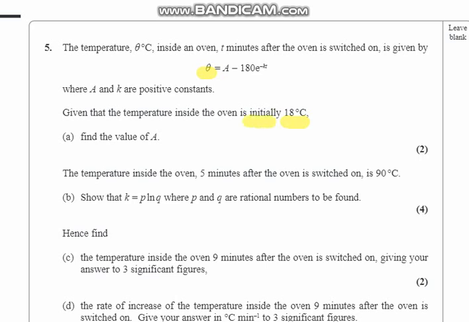One more piece of information they have given is the word initially. This word means that t is equal to 0. So what does that mean? What does exponential to the power 0 mean? Exponential to the power 0 means 1. So 180 times exponential to the power 0 will be 180 itself. We'll just plug in our value here.